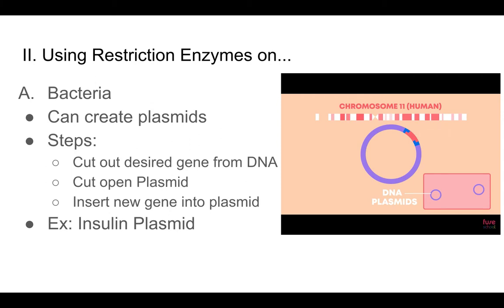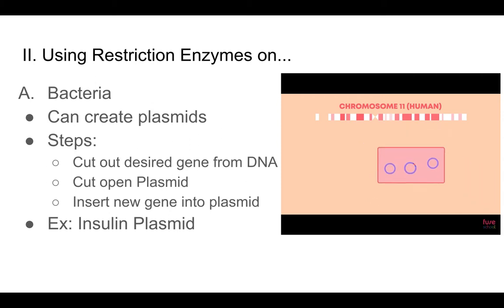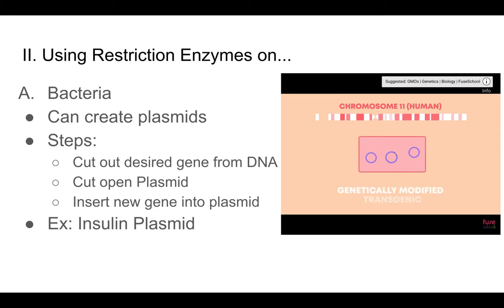The modified plasmid is then reinserted into the bacterial cell. The modified bacterium is a genetically modified or transgenic organism because it contains some human DNA along with its own bacterial DNA. This is called recombinant DNA: bacterial DNA recombined with human DNA.